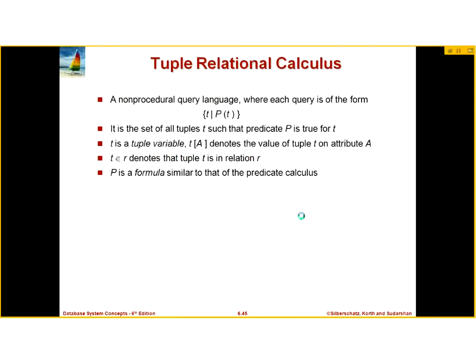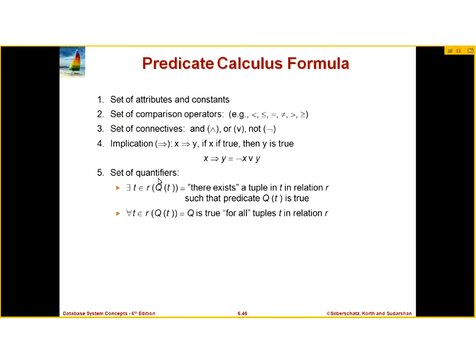Tuple relational calculus. Let's talk about this. It is a non-procedural query language where each query is of the form {t | P(t)}. It is the set of all tuples t such that the predicate P is true for t. t is a tuple variable, and t[A] denotes the value of tuple t on attribute A, and t belongs to r denotes that tuple t is in relation r, and P is a formula similar to the predicate calculus expressions we have studied previously.